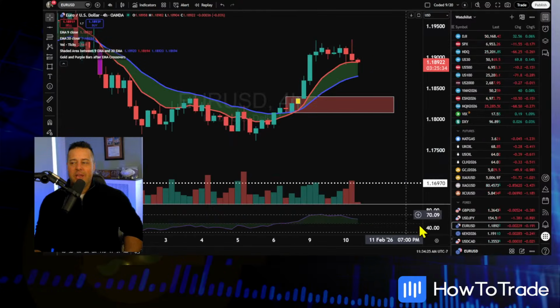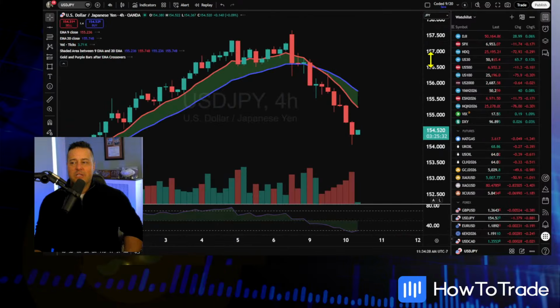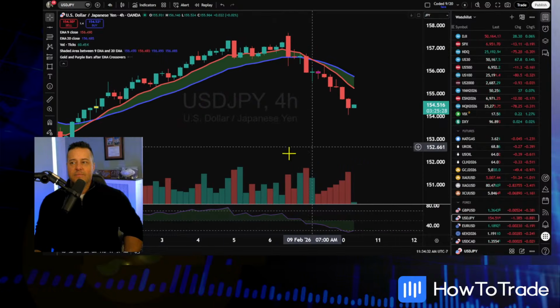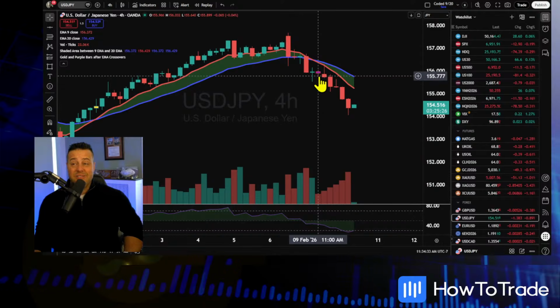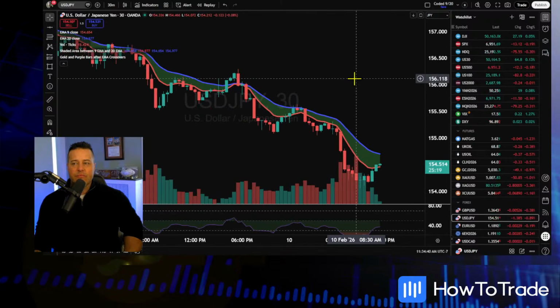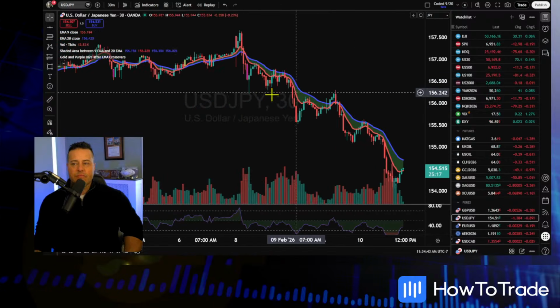Something there. I do want to see this, though. I want to see this dollar yen on this 9/20 EMA crossover. All right, this is fascinating right here. All right. Right there was your sell. Very nice on a 4-hour chart. Let's take this down to a 30-minute. Crushed it right there to open the week.